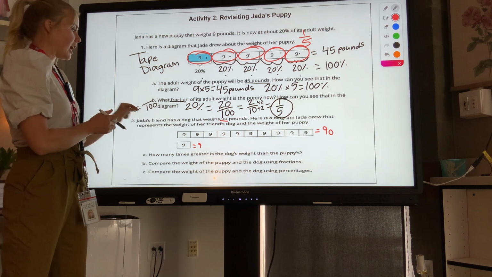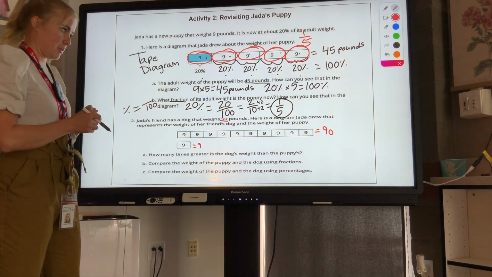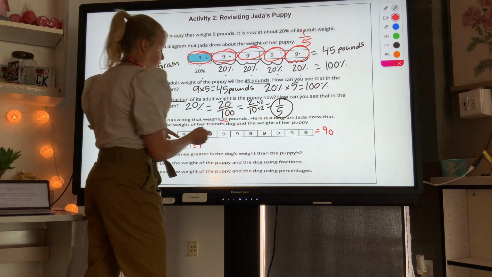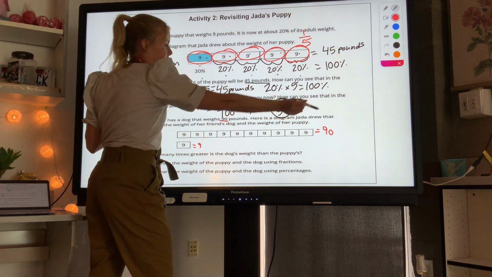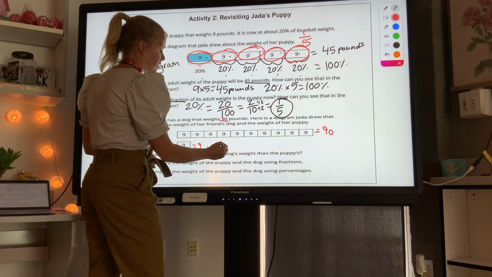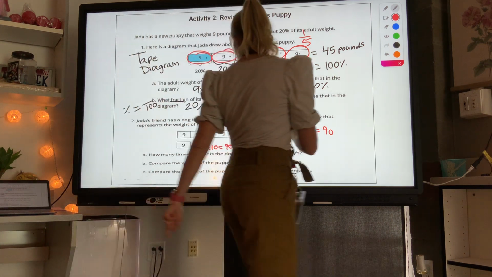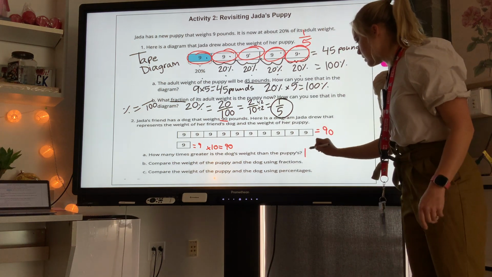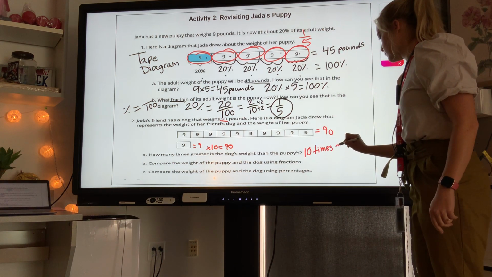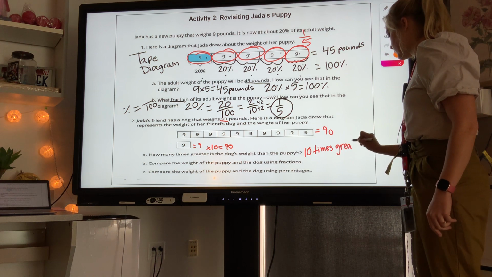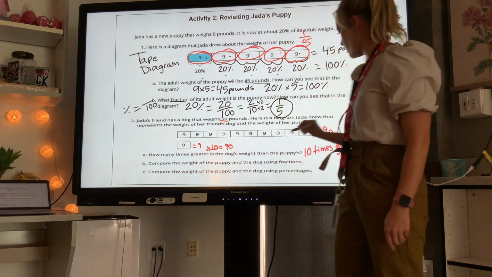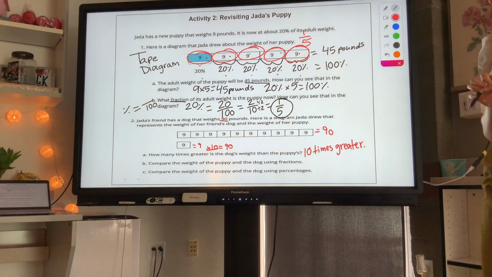And it says, how many times greater is the dog's weight than the puppy's? So I know I have this and there's 10 of them. There's only one of them here. So 1 times 10 gives me that. Or 9 times 10 would give me 90. So how many times greater? I'm going to say 10 times greater, because I take the 9 and I multiply it by 10 to get 90, which is the adult one.